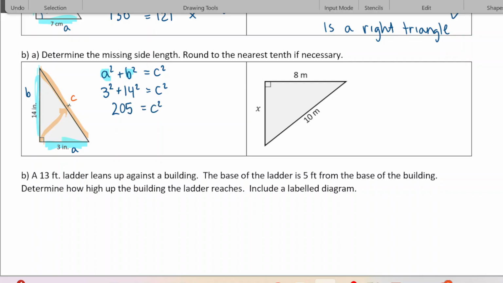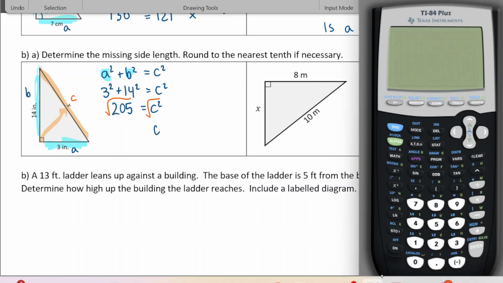But to find length C, that's what C squared is, I need to unsquare it. So I need to do the opposite of squaring, which is taking the square root. That's how we can calculate C. So let's type that into our calculator and see what we get. It's going to be a decimal number because 205 is not a perfect square.